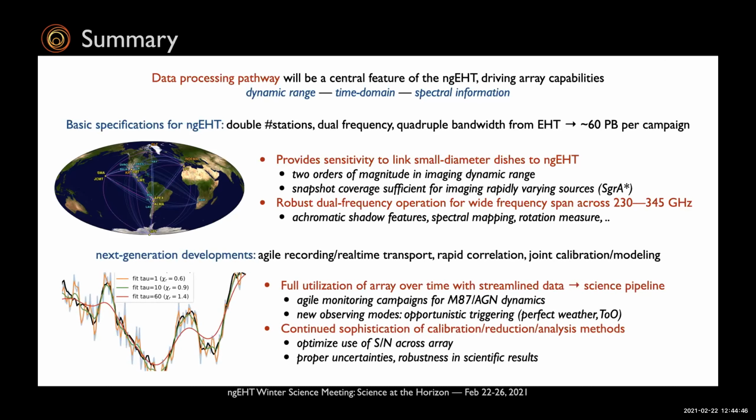And beyond those basic specifications, we have some next generation developments we'd like to pursue, things like agile recording and real-time transport, rapid correlation and joint calibration and modeling. And these will really be useful ultimately for full utilization of the array over time. So enable things like agile monitoring campaigns for AGN dynamics, and also maybe enable new observing modes. So opportunistic triggering, when we have, say, perfect weather across the entire array, which would be very rare, or target of opportunity triggering.